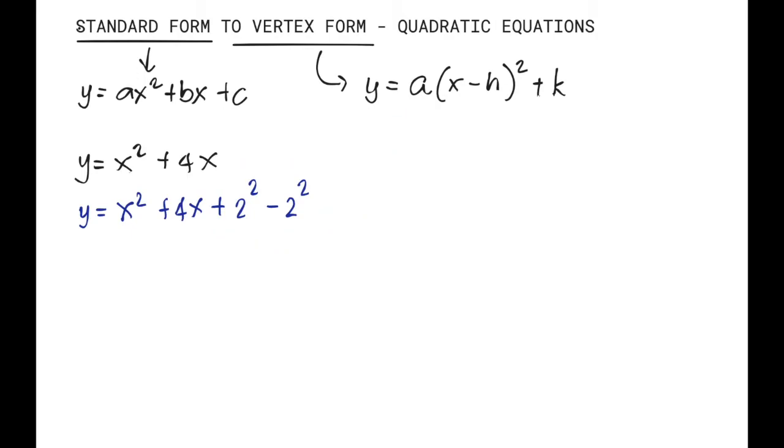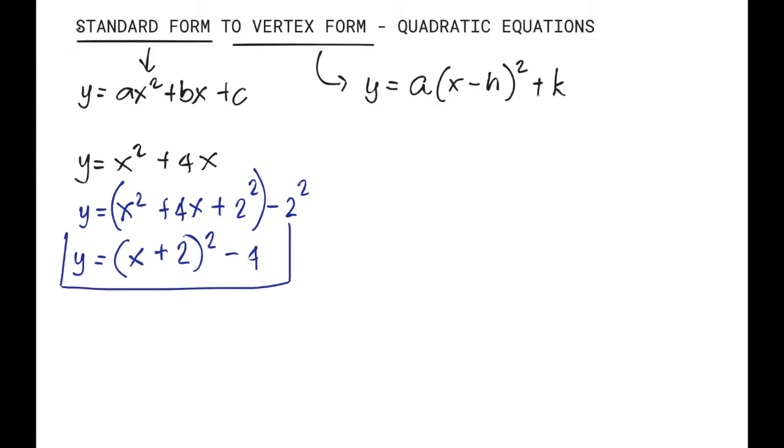Okay, next, let's proceed by factoring this out. So we have y equals x, the factor of x squared. Copy the sign of the middle term, which is positive, and then write the base of your third term, 2, and then square the entire quantity, minus 4, because 2 squared is equal to 4. And this is now the vertex form of our given equation, y equals x squared plus 4x.